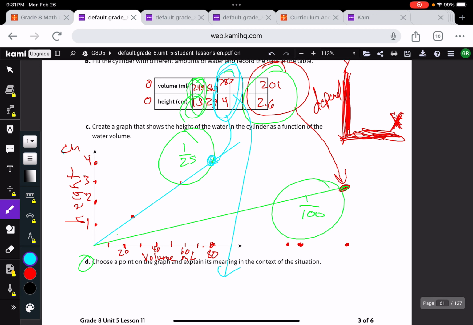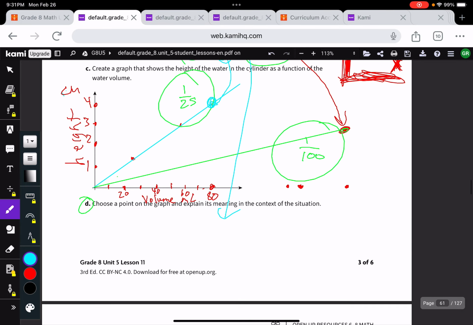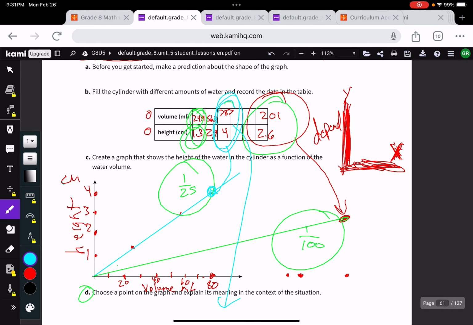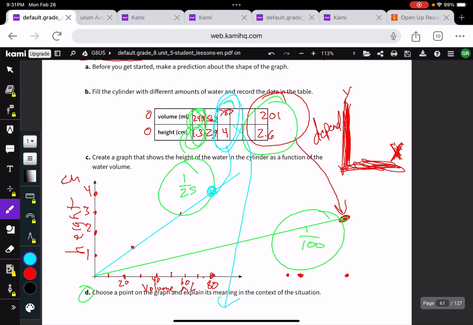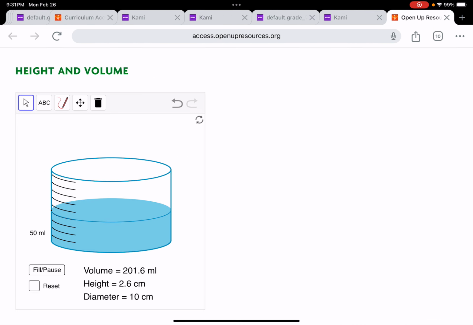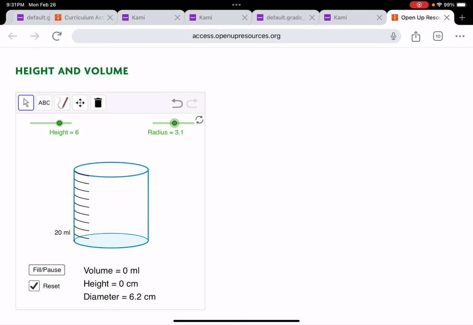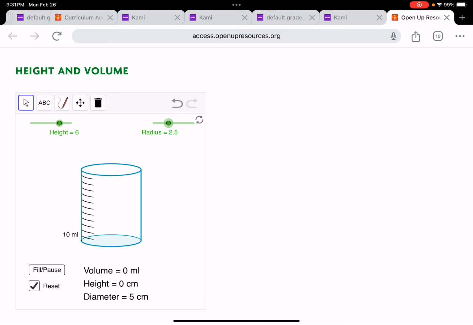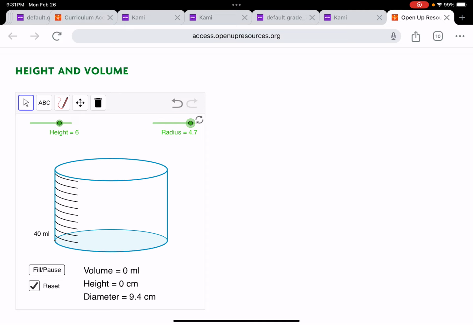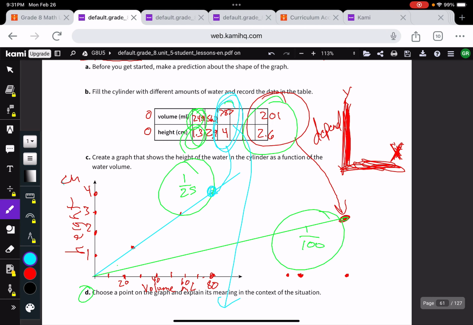here is my graph. I just graphed this cylinder, and I also just graphed the one that was 2.5, right? Whatever. And I graphed that one. So I graphed that one, and I graphed that one, and notice the lines had way different slopes.